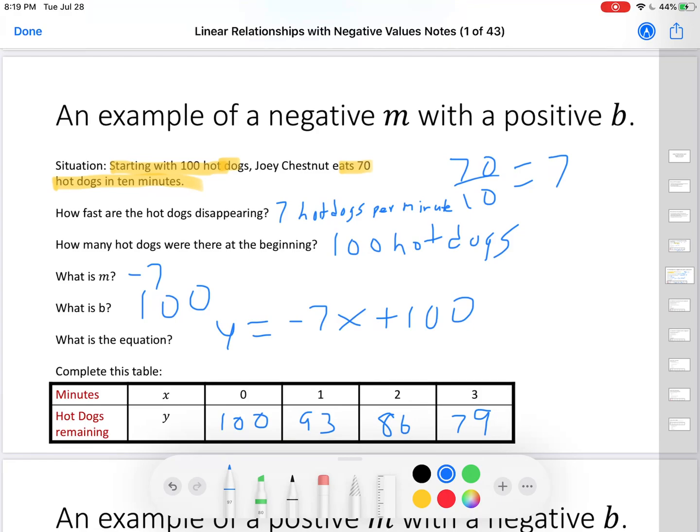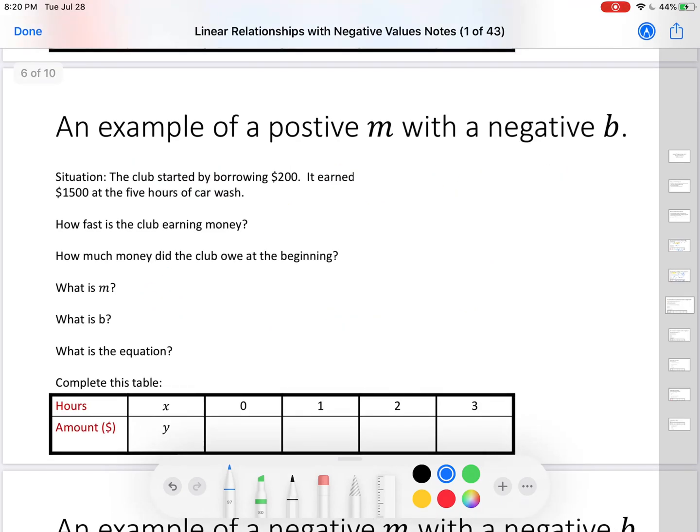Or another way. Negative 7 times 3 is negative 21. Negative 21 plus 100 is 79. Negative 7 times 2 is negative 14. 100 plus negative 14 is 86. 1 times negative 7 is negative 7. 100 take away 7 is 93. Negative 7 times 0 is 0. 0 plus 100 is 100. 2 ways to find the answers. Both are correct.